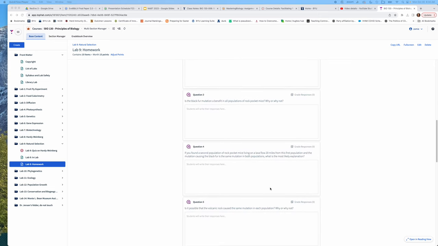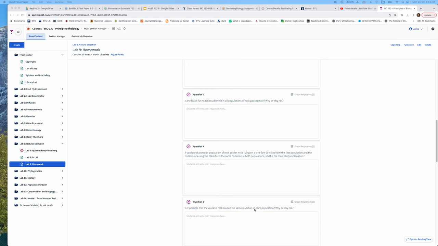Number four, if you found a second population of rock pocket mice living on a lava flow 20 miles away, and the mutation causing black fur is the same mutation in both populations, what's the most likely explanation? So if the mutation is the same in both populations, it's likely that they share a common ancestry where the mutation occurred, and so it's a migration event maybe. But it is also possible that it's a random mutation that happens to be the same mutation because that particular one causes the black fur.